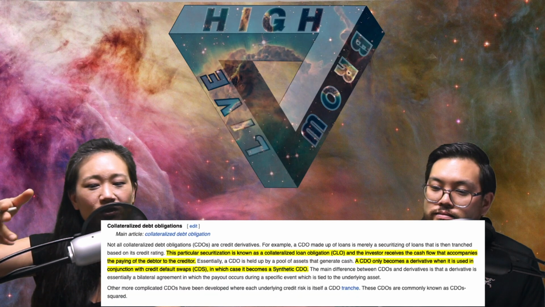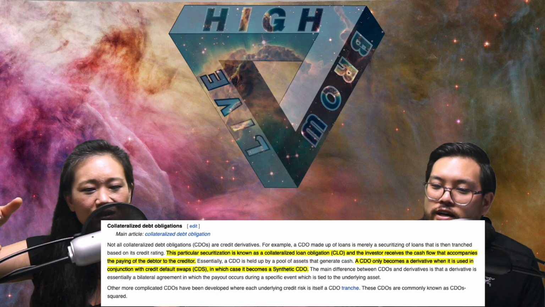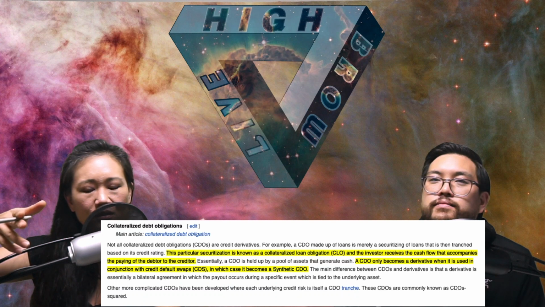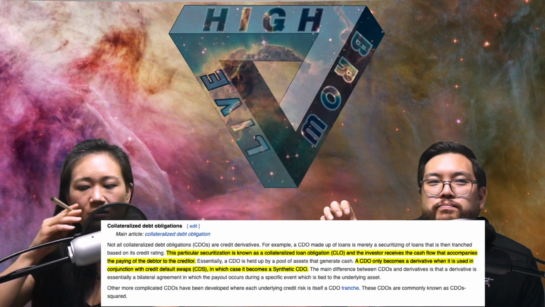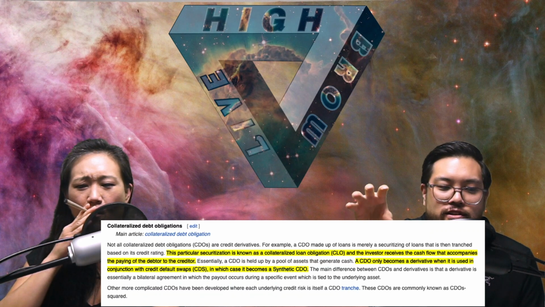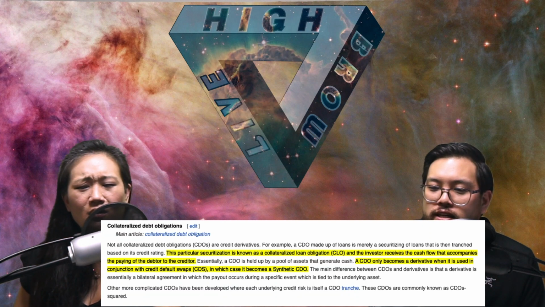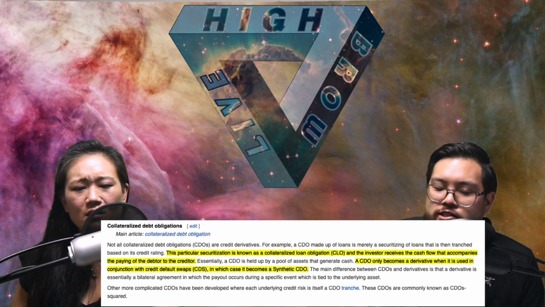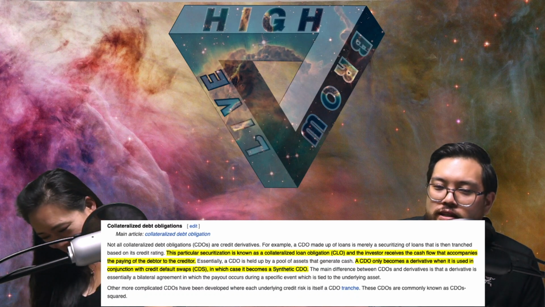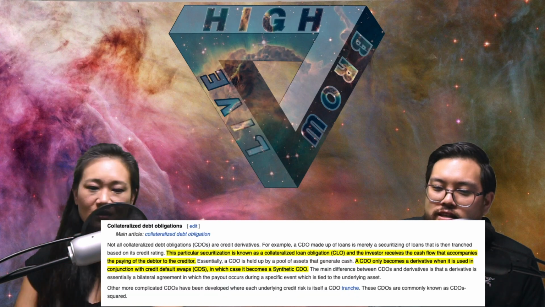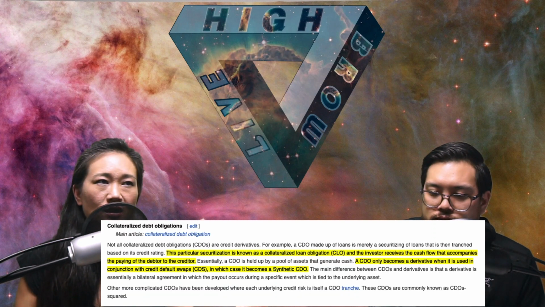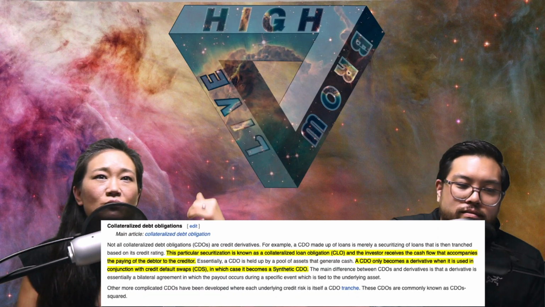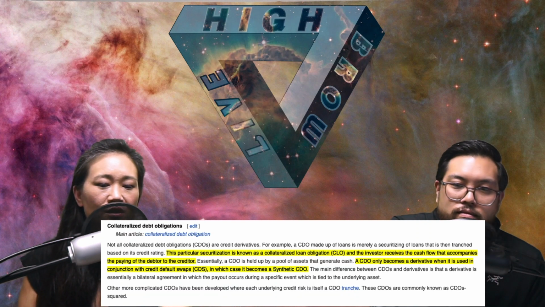Okay, a CDO only becomes a derivative. What's a derivative again? A derivative is basically a financial asset that's derived from another financial asset. So you have a credit default swap, which is basically insurance on it. And so it becomes a bet on the... Insurance just in case the debtor defaults. Yes.